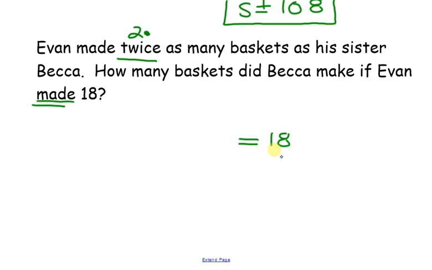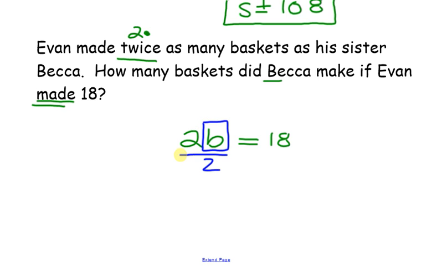And guys, I know that these are a lot harder than the beginning examples, but the key to getting these correct is really just practice, okay? So how many baskets did Becca make? Evan made twice, all right, let me read it one more time. Evan made twice as many baskets as his sister Becca. How many baskets did Becca make if Evan made 18? Okay, so twice means 2 times, and I'm going to use B for Becca. So 2B equals 18. So I'm going to go ahead and box the variable.